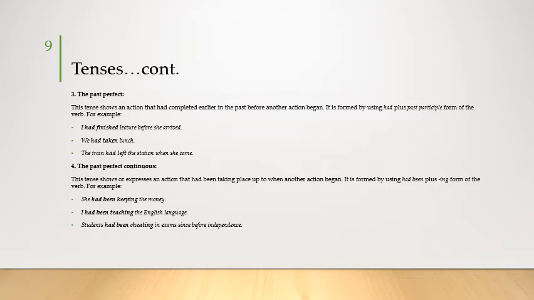Now we also have past perfect continuous. This tense expresses an action that had been taking place up to when another action began. It is formed by using had been plus the ing form of the verb. For example, she had been keeping the money, past perfect continuous. I had been teaching the English language, past perfect continuous. Students had been cheating in exams since before independence. This is another example of past perfect continuous.